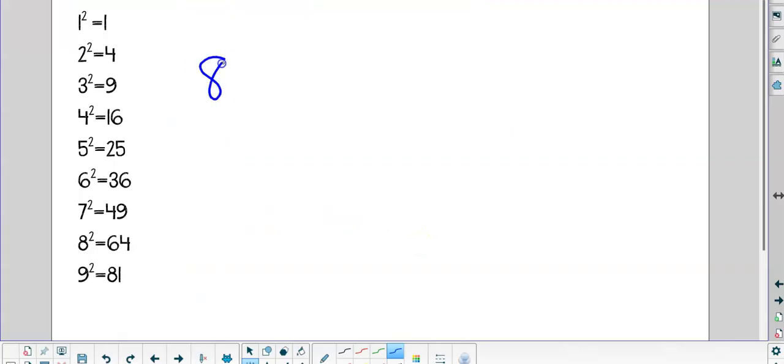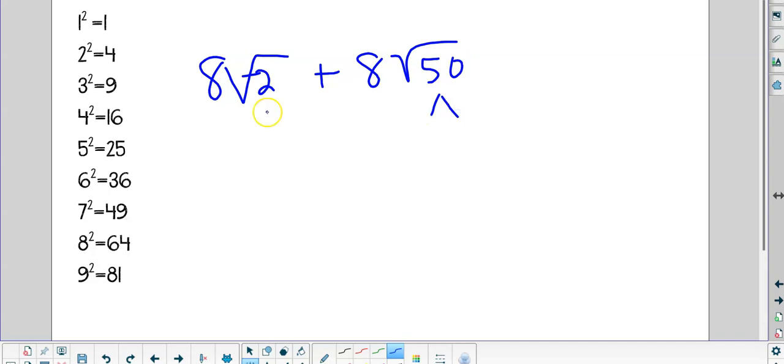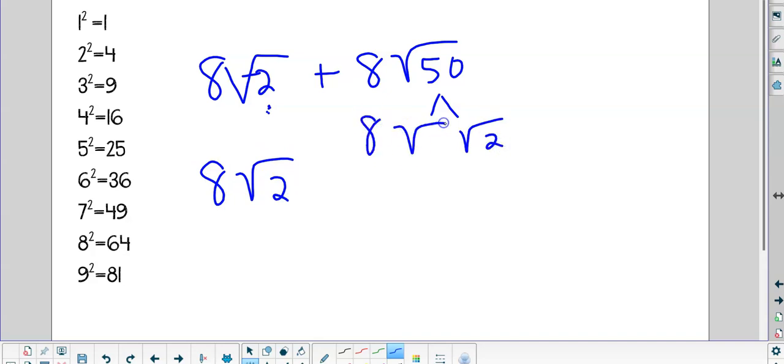So let me write that down for you. 8 square roots of 2 plus 8 square roots of 50. They need to match. This one can be made smaller, but this one cannot be made bigger. So we need to have a square root of 2 over here, for sure. So let's find out what's missing. What times 2 makes 50? 25. So this 25 will come out, but the 2 will stay under.